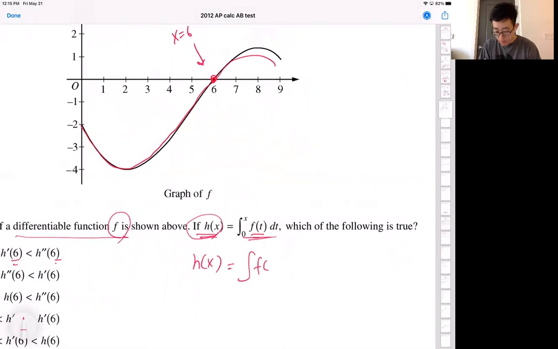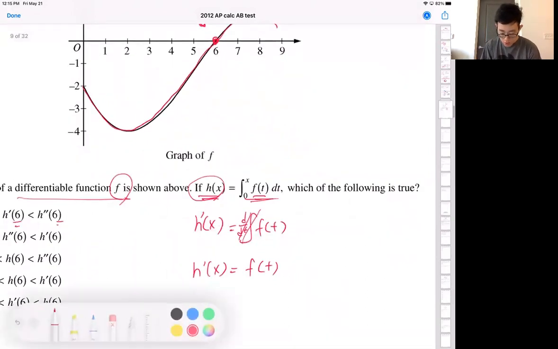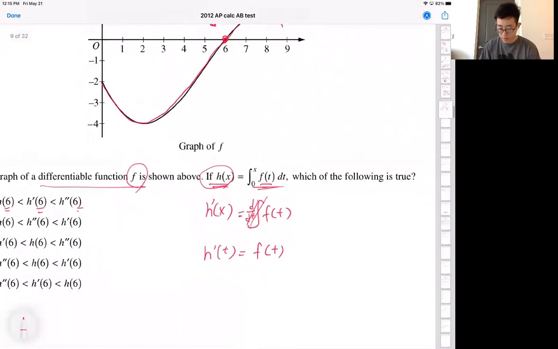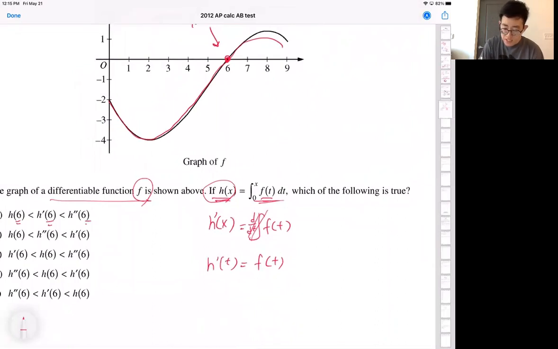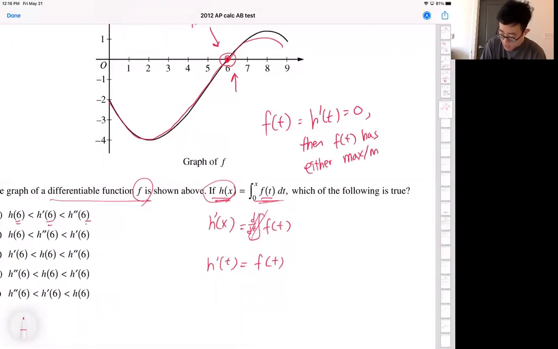H of x is an antiderivative of f of t, which means if I take the derivative of h of x, the derivative and the antiderivative cancel out. And most likely the derivative of h just becomes f of t. Or actually, what you want to do is keep the variables all consistent. So when the derivative is 0, what you want to remember is that this gives you a potential max or min for your regular function h of x. So when f of t, or your derivative function, is 0, I'm just going to keep this in terms of t to not confuse you guys, then h has either a max or min at that location.